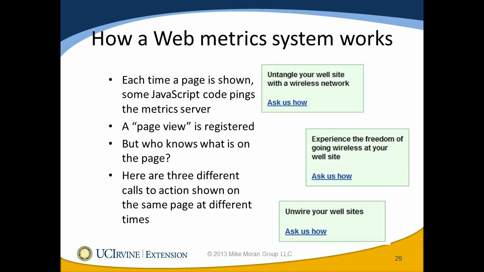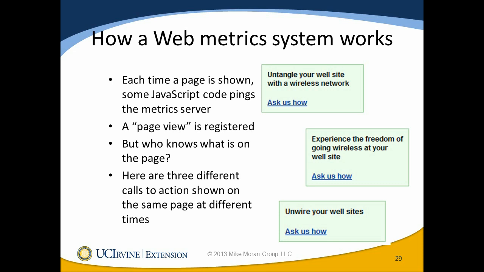So how does a web metric system work? I talked about how you have to put some JavaScript code on your page. What really happens is that every time your page is shown, that JavaScript is pinging the metric server. If it's Google Analytics that you're using, the JavaScript knows what server has Google's Analytics code on it, so it pings that server to say someone viewed this page. A page view is then logged for that page.